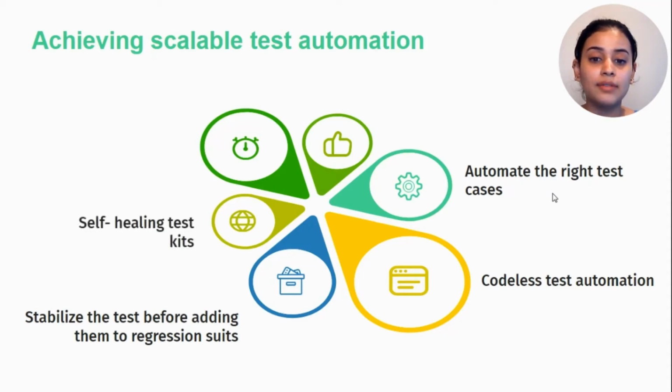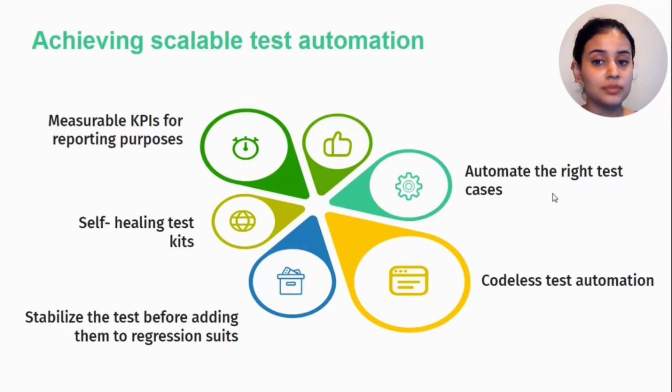Fourth, we have self healing test cases. We need test automation tools that can understand changes and effortlessly self heal the tests and re-execute them within the same cycle. Fifth, we have measurable KPIs for reporting purposes. They ensure that you get the right value of test automation by presenting tangible values in the reports.